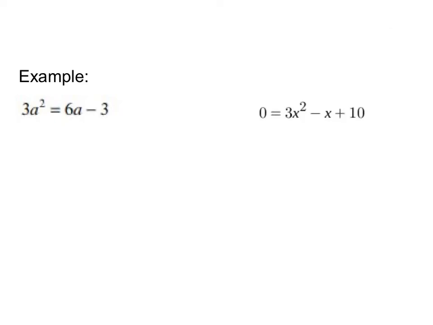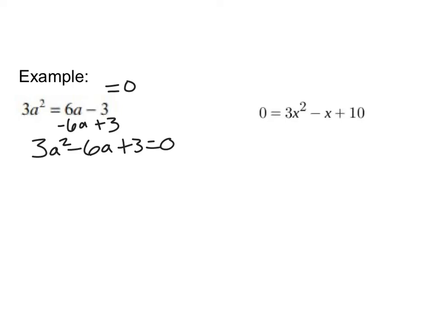Okay, so for the first one, we need to rewrite it so that it equals 0. So to do that, I'm going to subtract 6a, and I'm going to add 3 to both sides. I guess I could have just subtracted the 3a squared. It won't make any difference in the end which way you do it. So 3a squared minus 6a plus 3 equals 0.